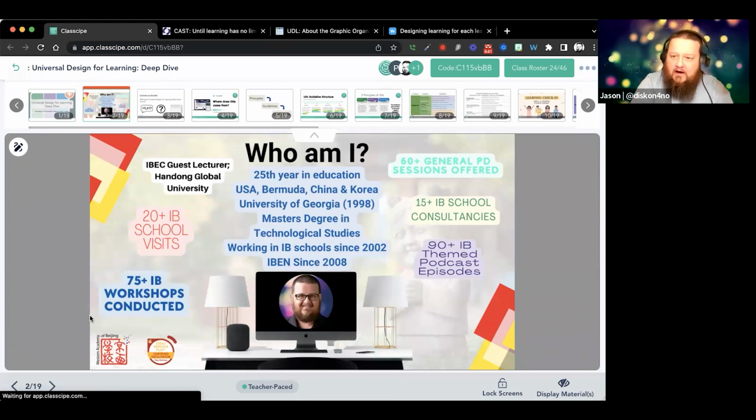So just again, very quickly, this is year 25 for me in education. I'm from the United States, but I've worked in Bermuda, which is a very, very small island, 600 miles from anywhere in the middle of the Atlantic Ocean. You may know it mostly from the Bermuda Triangle, but it's the northern tip of the triangle, so that's one way you can remember where it's at. I'm currently in China. This is my 11th year overseas in the past 25 years of education, and I also worked for 5 years in South Korea.